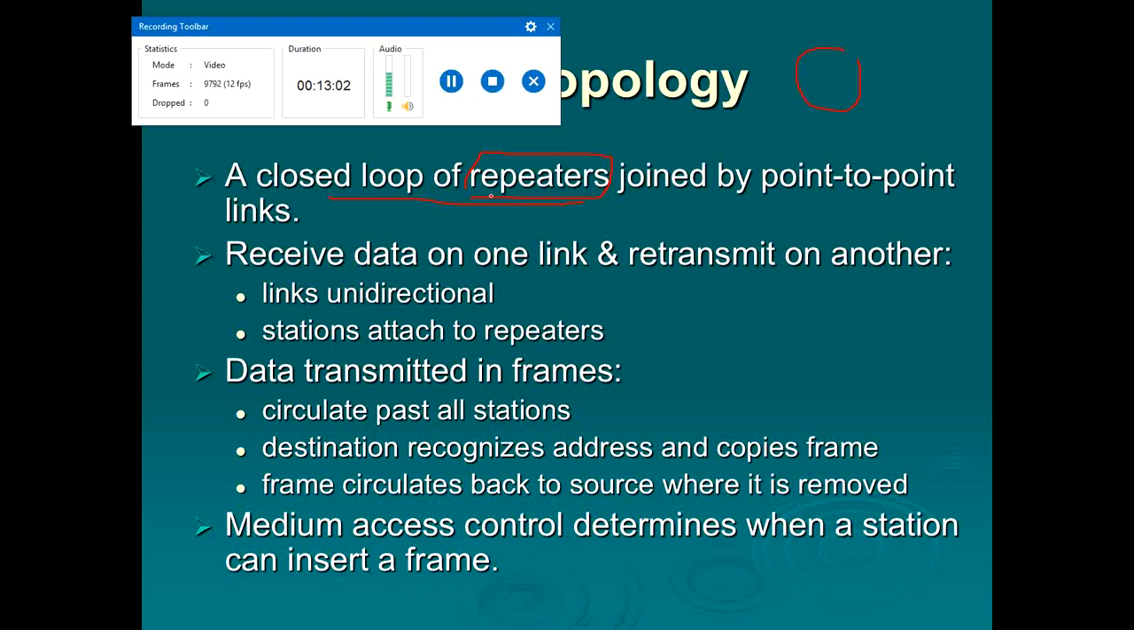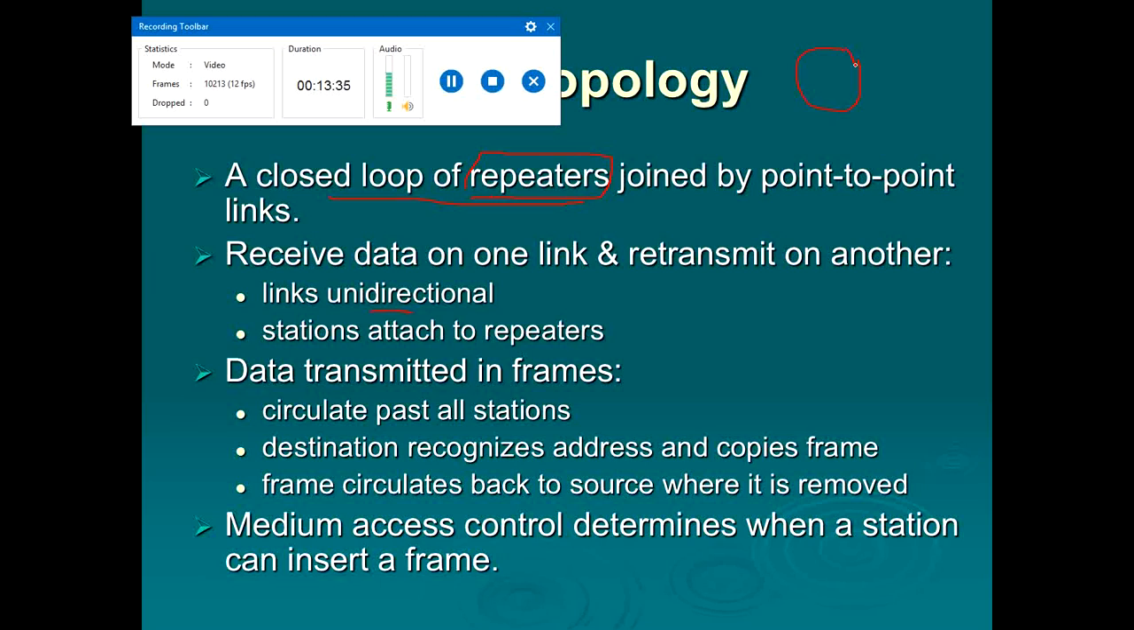The repeater is comparatively a simple device capable of receiving data on one link, and it allows the data to be retransmitted on the other end. And the links in this are all unidirectional. Stations are attached to the repeaters. A very important point to note over here is the links are unidirectional.